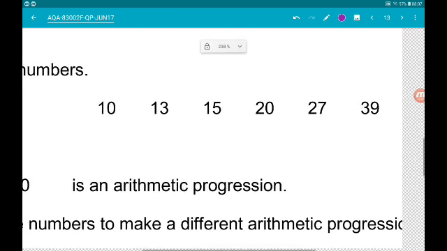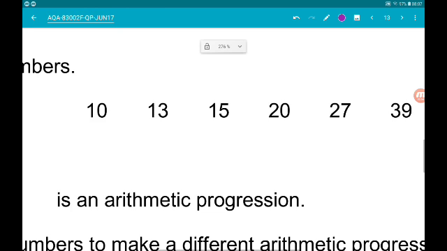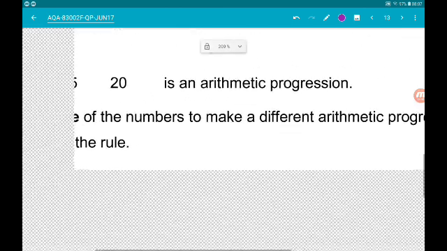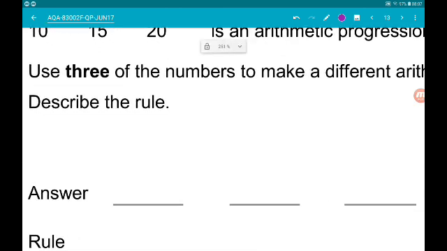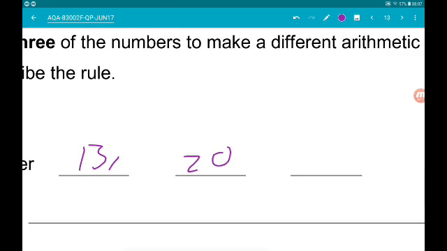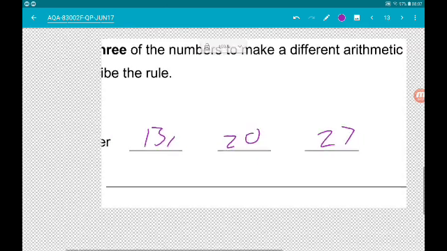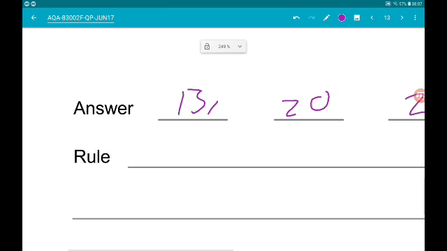So, for example, we go 13, 20, 27 by adding 7. Oops, didn't see that. 13, 20 and 27. Now the rule is to add 7. Cool.